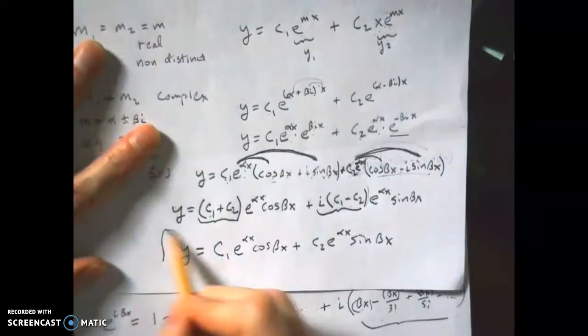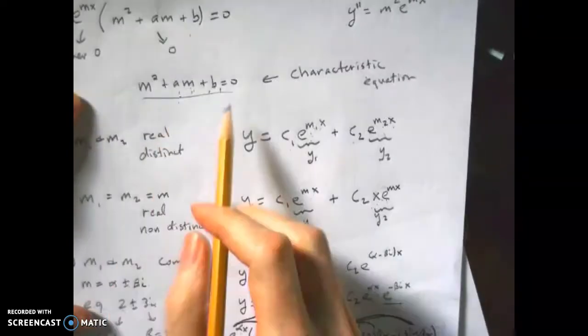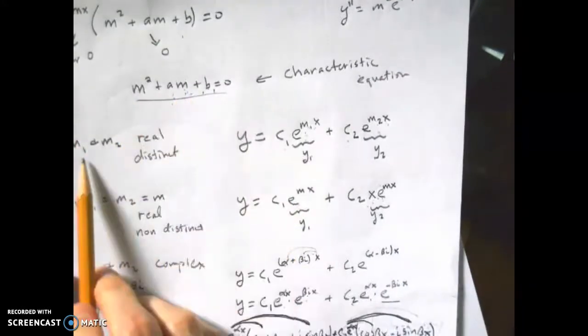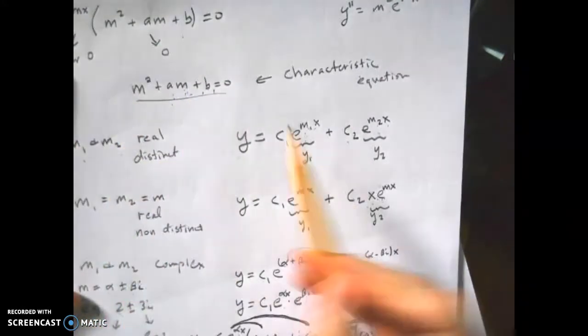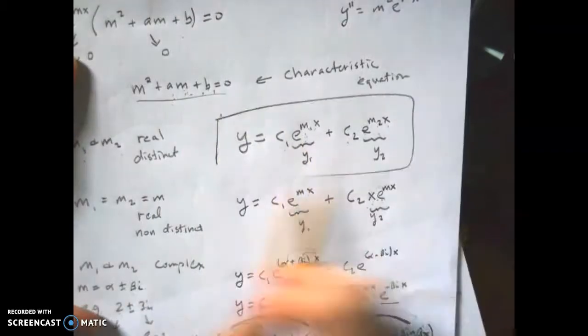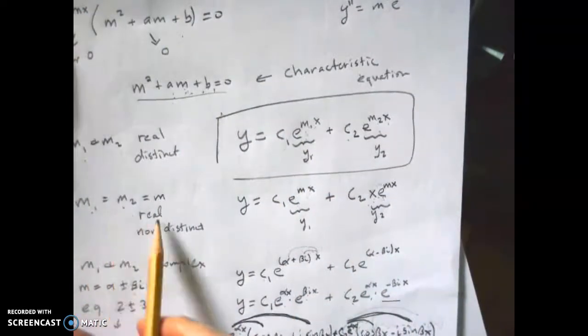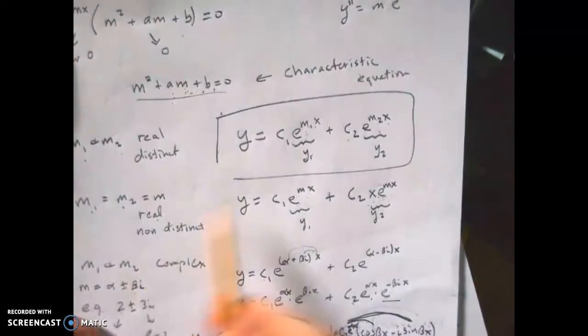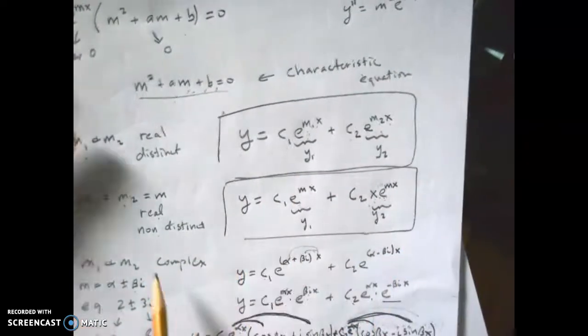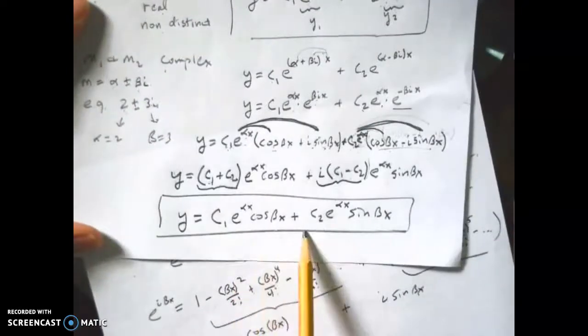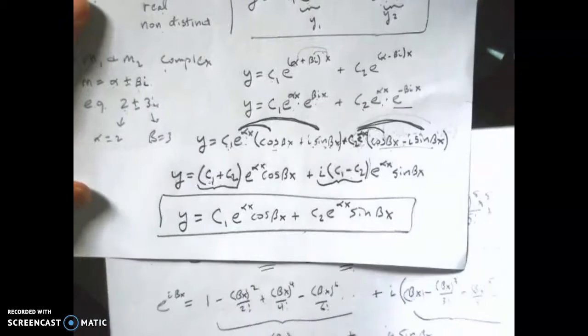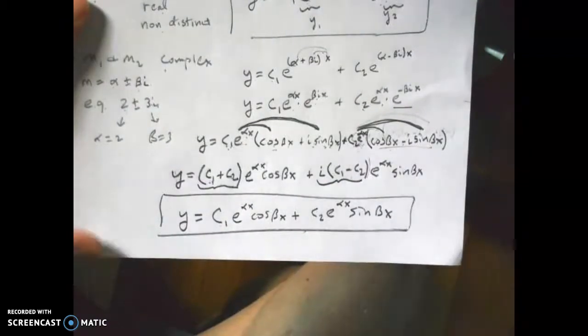Okay, so just recapping. When you solve your characteristic equation, if M1 and M2 are real and distinct, this is your general solution right here. If M1 and M2 are real but non-distinct, meaning they're the same value, this is your general equation. And if they're complex, imaginary, then this is your general equation. Okay, so now we're going to do a couple of examples, and we're going to come back and refer to this based on our three cases.